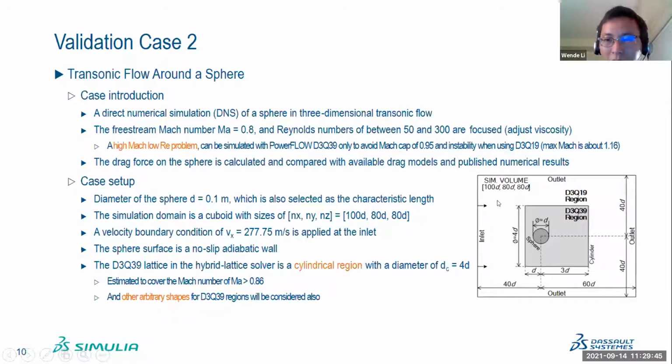And we focus on the drag force on the sphere. This sphere has a diameter of 0.1 meters, and the simulation volume is 100D by 80D, and in the direction perpendicular to the screen, it is 80D. We use the inlet velocity according to the Mach number, and the sphere is a no-slip wall. And we use a cylindrical shape as the D3Q39 region. This is not a box, this is a cylinder. And we also investigate other arbitrary shapes for this D3Q39 region.